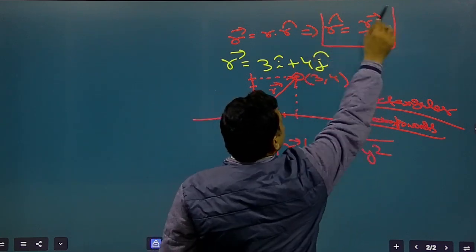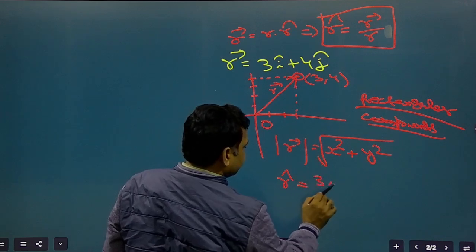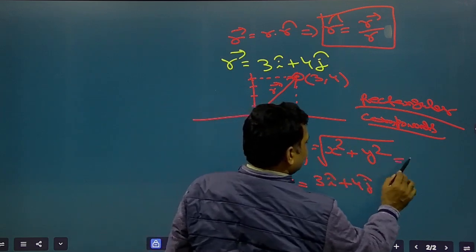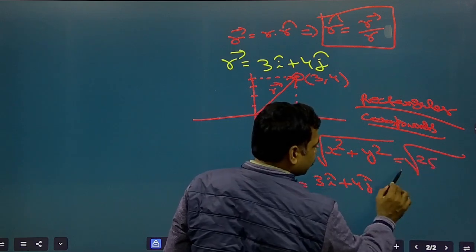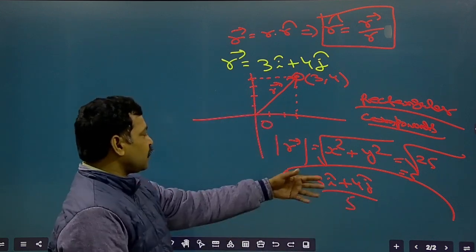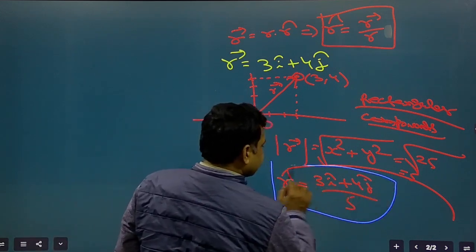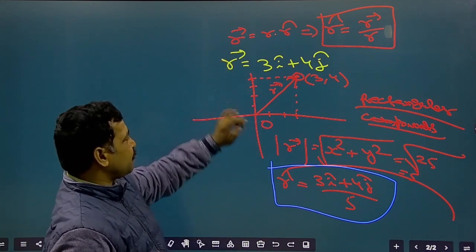By using this formula, mathematically I can find out for the vector r equal to 3 i cap plus 4 j cap, the magnitude is the square root of 3 square plus 4 square, that is 9 plus 16, which is 25, so the magnitude is 5. And this is your unit vector. In this way you can understand any type of representation of a vector.